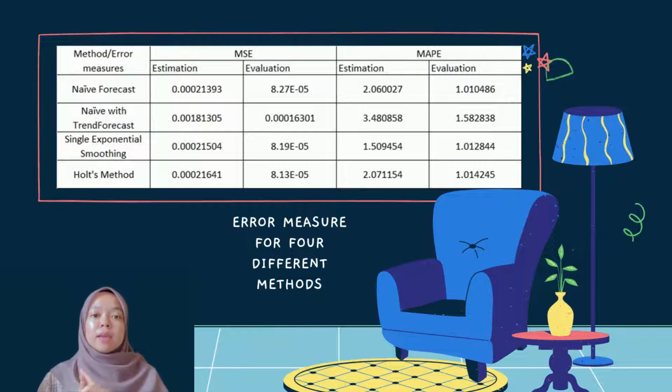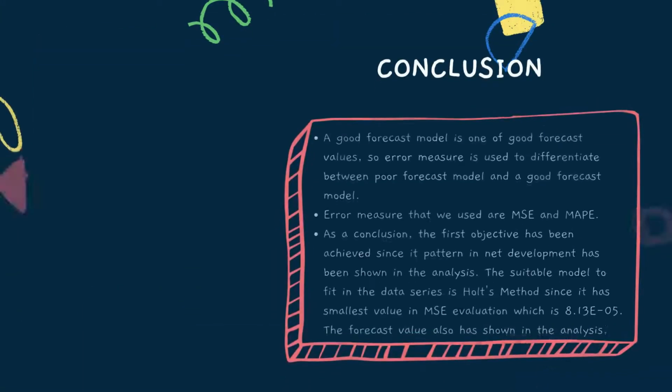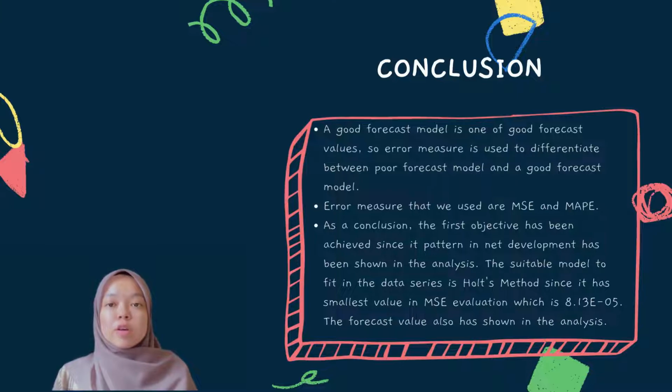The figure above shows a comparison of MSE estimation, MSE evaluation, MAPE estimation, and MAPE evaluation between the four methods we chose, namely naive forecast, naive with trend forecast, single exponential smoothing, and Holt's method, to make it easier for us to choose the best model. A good forecast model is one with good forecast values, so error measures are used to differentiate between a poor forecast model and a good one. The error measures that we use are MSE and MAPE. As a conclusion, the first objective has been achieved since the pattern in net development has been shown in the analysis. The suitable model to fit the data series is Holt's method, since it has the smallest MSE evaluation, which is 0.0000813. The forecast value has also been shown in the analysis.